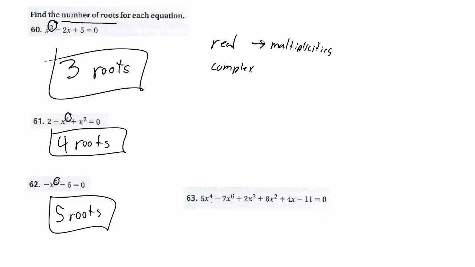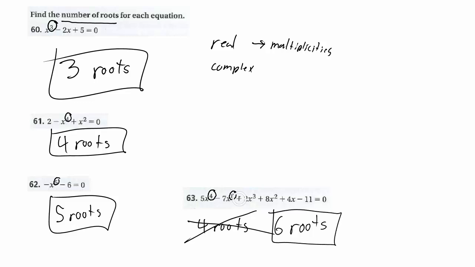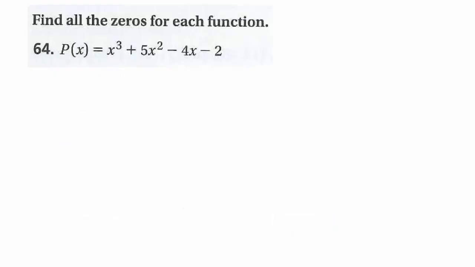And finally, number 63. Well, let's see. I see a 4th power here. So initially, I'm thinking, all right, maybe this will have 4 roots. But that would be wrong. And can you see why it's wrong? Well, again, it's not written in descending order, so it's really cruel of them to not write it in descending order. So make sure it's written in descending order first, or just look for the highest power. That's why we have these forms that we write polynomials in. So this is actually going to have 6 roots because it's a 6-degree polynomial.